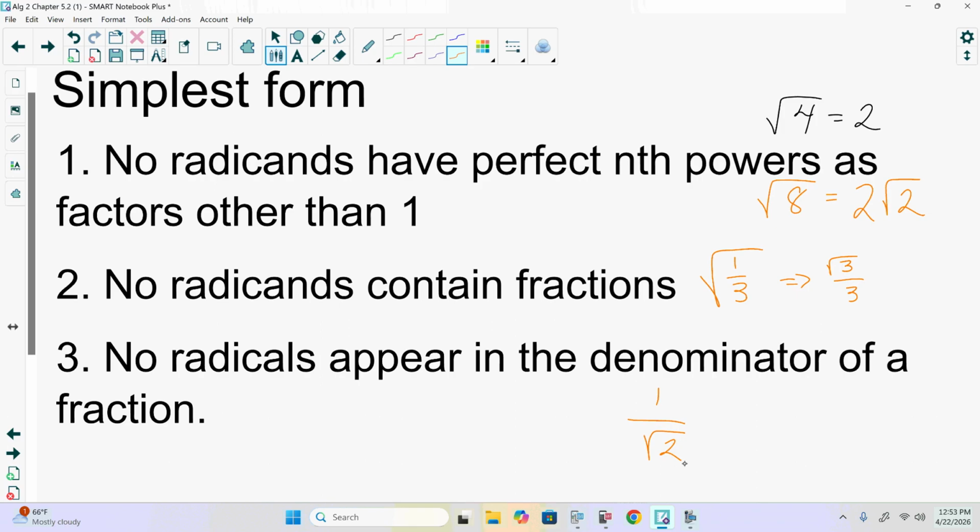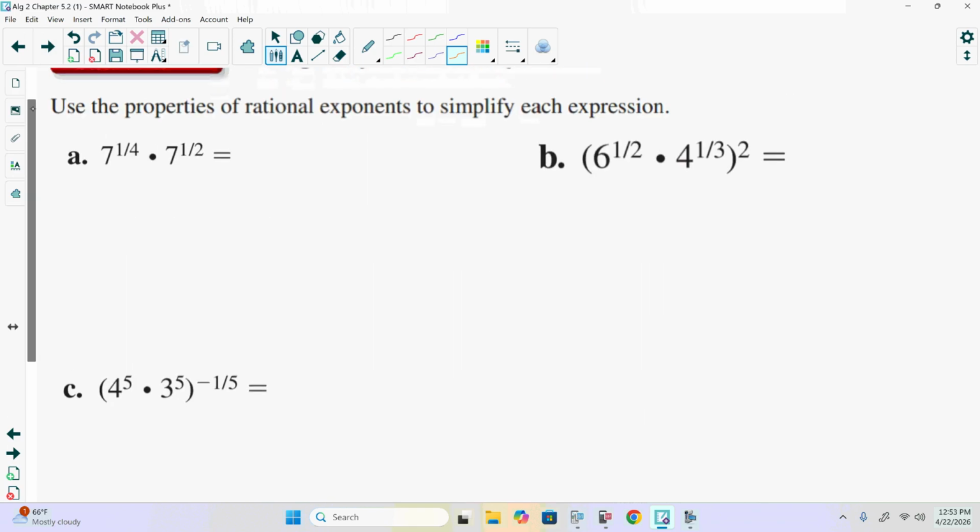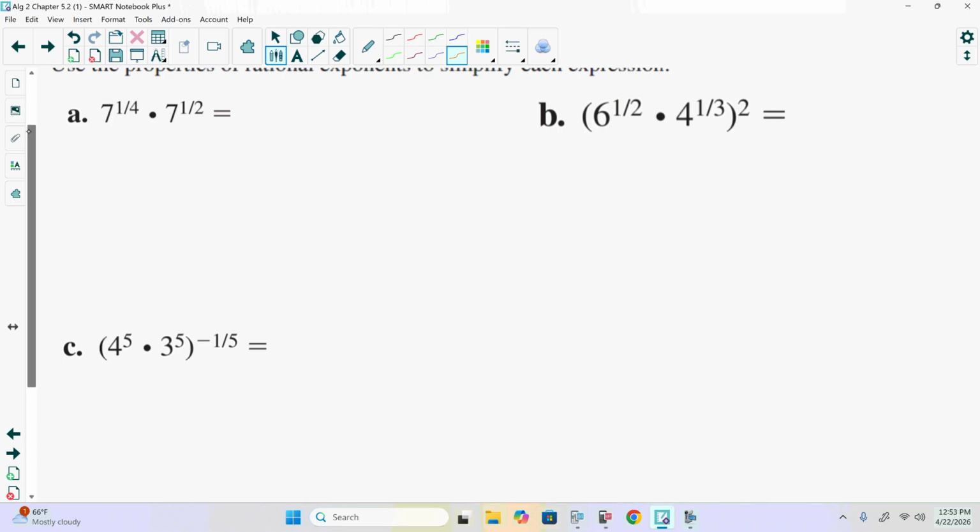But again, today we're not talking so much about radicals as properties of our exponents, exponential properties. So the first one we have here is 7 to the 1/4 times 7 to the 1/2. When we multiply like bases, we add the exponents. So 7 to the 1/4 times 7 to the 1/2 would be 7 to the 1/4 plus 1/2.